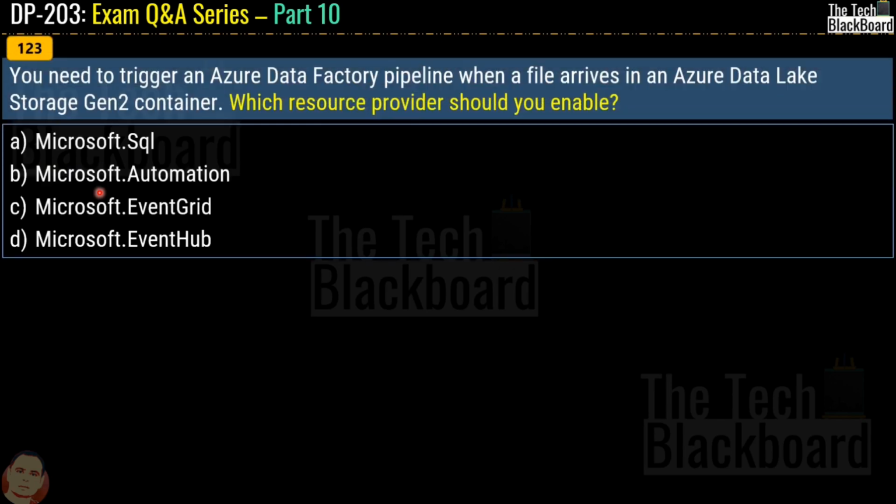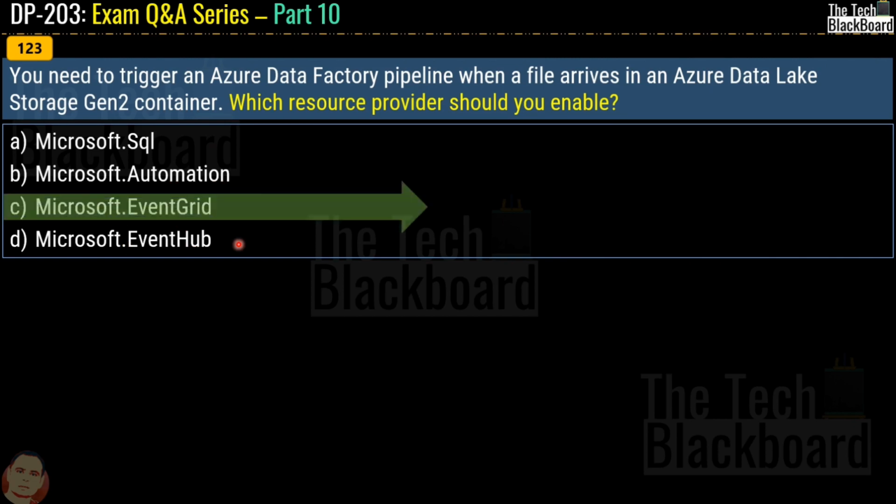Moving on with question number 123, the question says that you need to trigger an Azure Data Factory pipeline when a file arrives in an Azure Data Lake Storage Gen2 container. Which resource provider should you enable? Your options are Microsoft.SQL, Microsoft.Automation, Microsoft.EventGrid, and Microsoft.EventHub. And the correct answer for this question is option C, Microsoft.EventGrid.